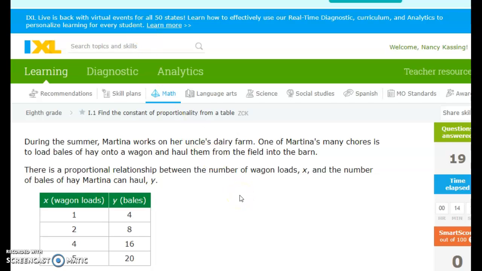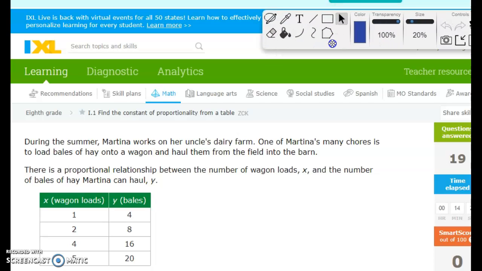Hi, I'm going to be talking to you about how to do the IXL find the constant of proportionality from a table. So first of all, we're going to get a couple tools up here to use.